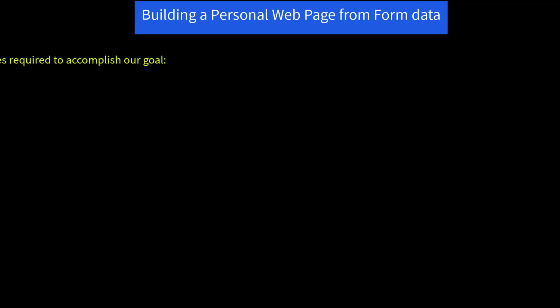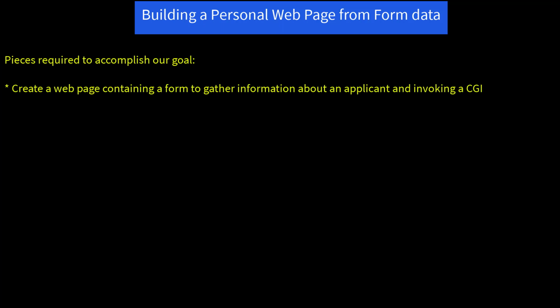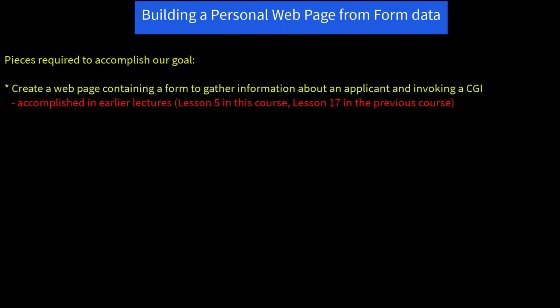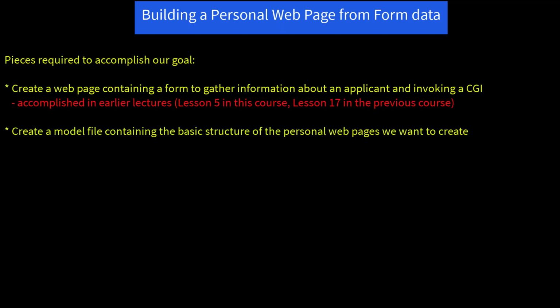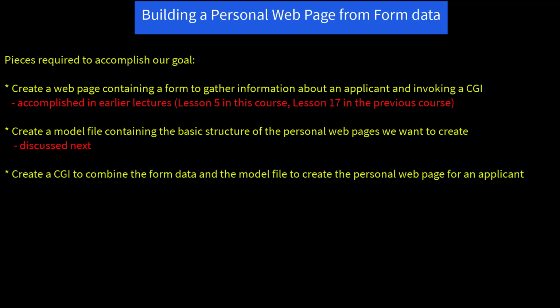The pieces required to accomplish our goal are: create a web page containing a form to gather information about an applicant and invoking a CGI, and we accomplished this in earlier lectures. Create a model file containing the basic structure of the personal web pages we want to create, and that's what we're going to discuss next. And then create a CGI to combine the form data and the model file to create the personal web page for an applicant, and we'll discuss that once we have the model file set.